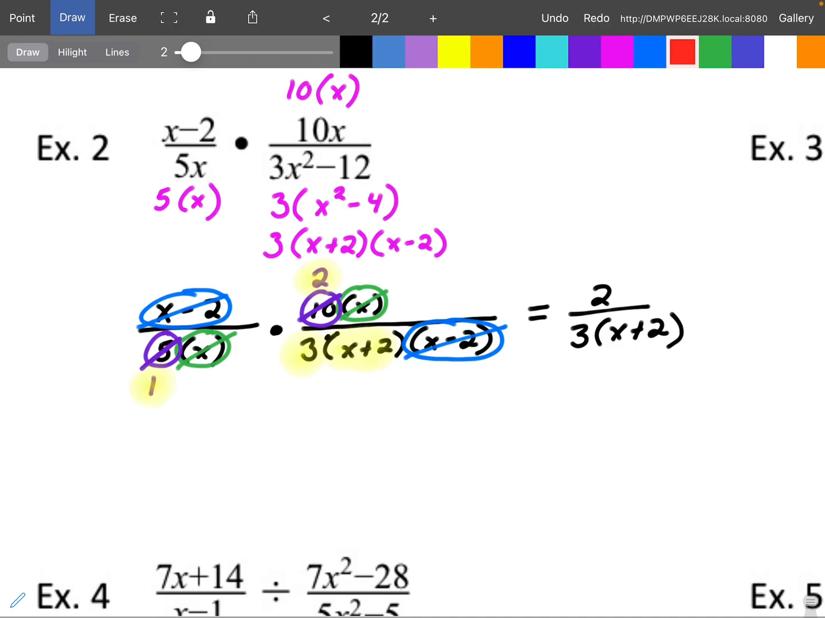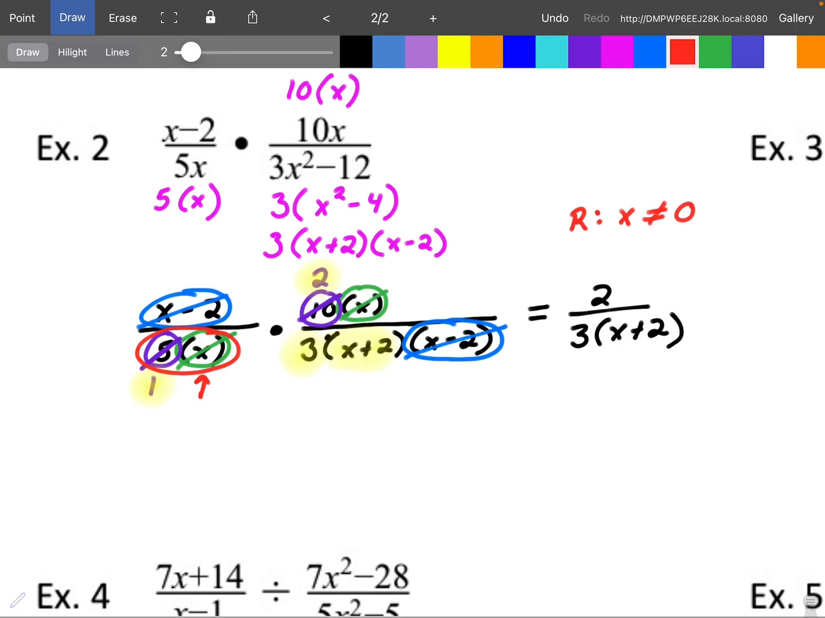Now again, we need to do our restrictions. So for the restrictions, we're going to go back to the factored form. So for our factored form, for this first one, the only variable I have in the denominator is x. So this x is being multiplied by 5. So if x was 0, that would make this whole denominator equal 0. So x cannot equal 0.